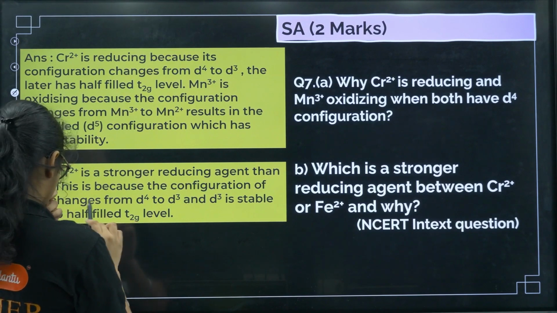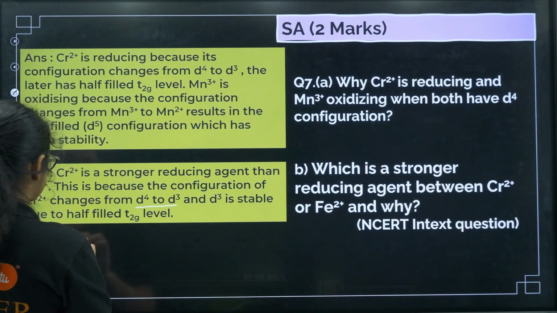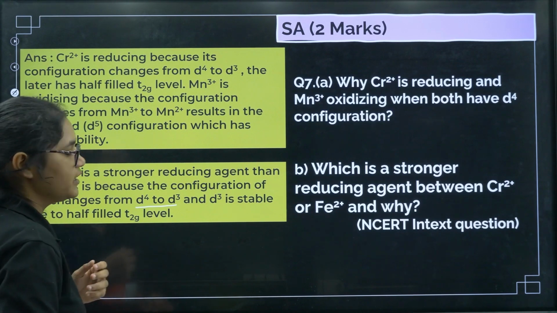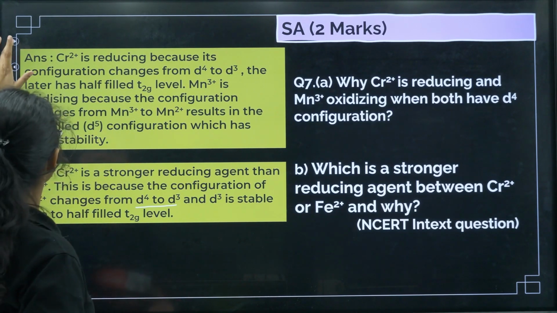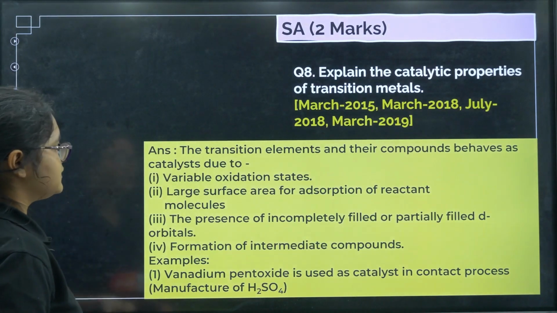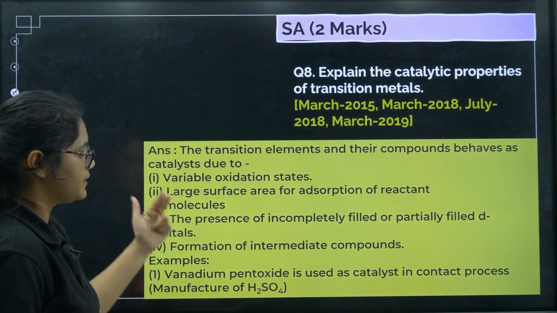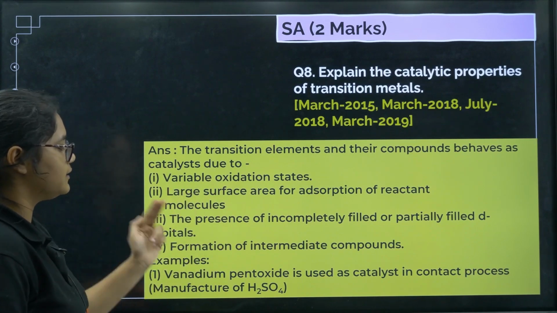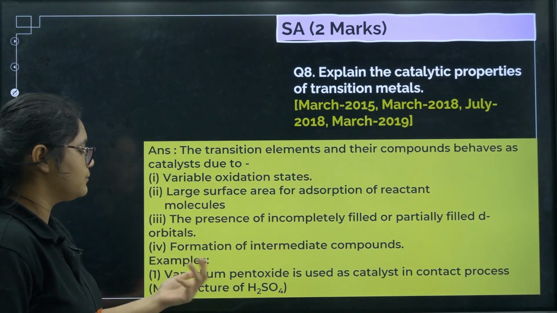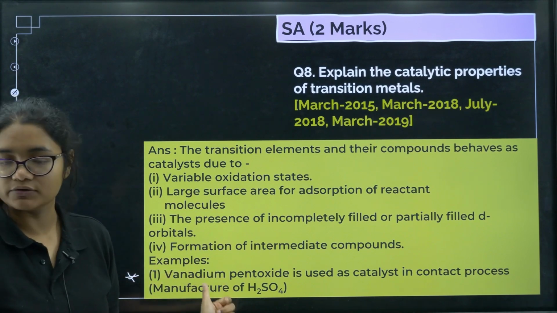This is because the configuration of Cr2+ changes from d4 to d3, and d3 is stable due to half-filled t2g level. Next, catalytic property of transition metals. What are the reasons for that? It is having variable oxidation state, large surface area, presence of incompletely filled d orbitals, formation of intermediate complexes, and one or two examples can also be given.